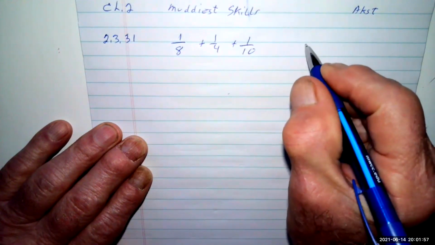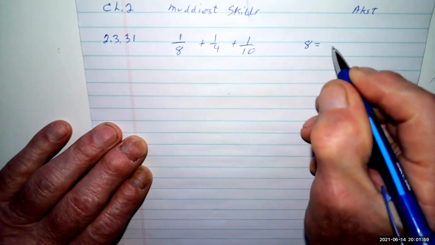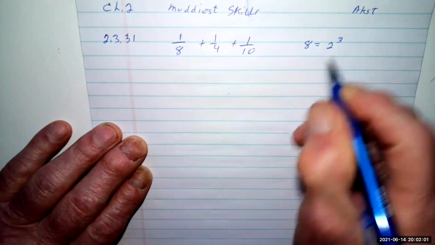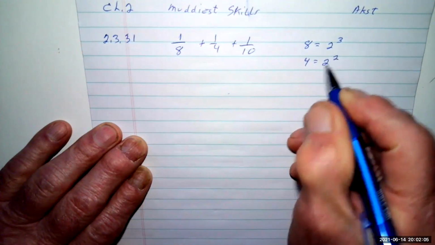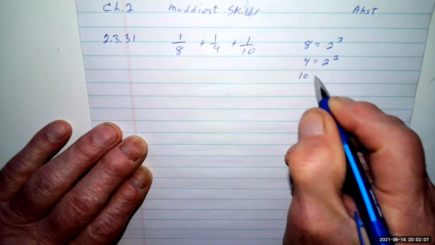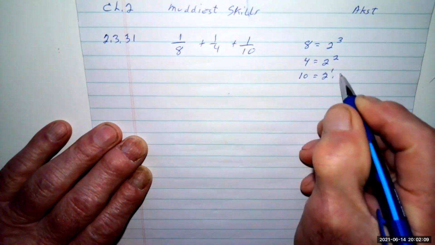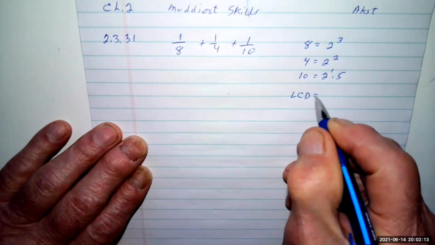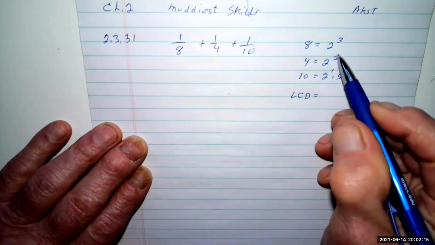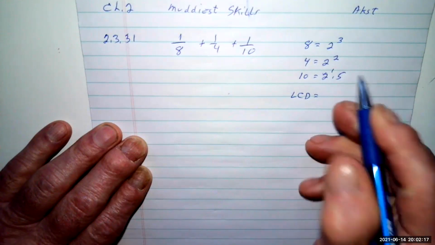process. Let's write the denominator 8 in factored form. That would be 2 cubed. Let's write 4 as 2 squared. And let's write 10 as 2 to the first times 5. The LCD is made up of the different bases, and the different bases are just 2 and 5.